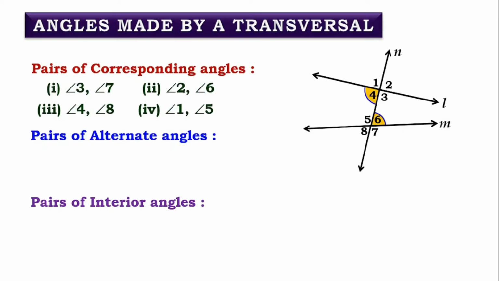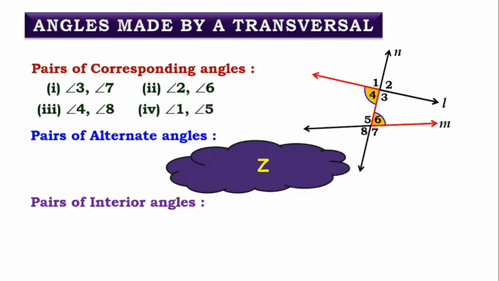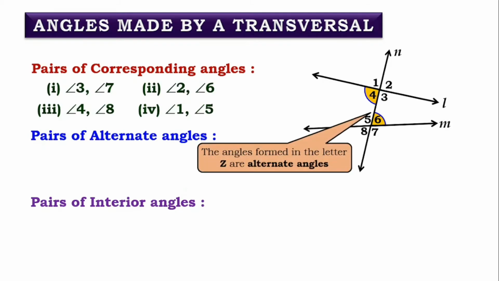Now coming to pairs of alternate angles. Again you can see something highlighted, angles 4 and 6. Which alphabet is this? Z. So this is letter Z. Remember students, Z means alternate angles. The angles formed in the letter Z are alternate angles. So we have a pair of alternate angles over here, that is 4 and 6.